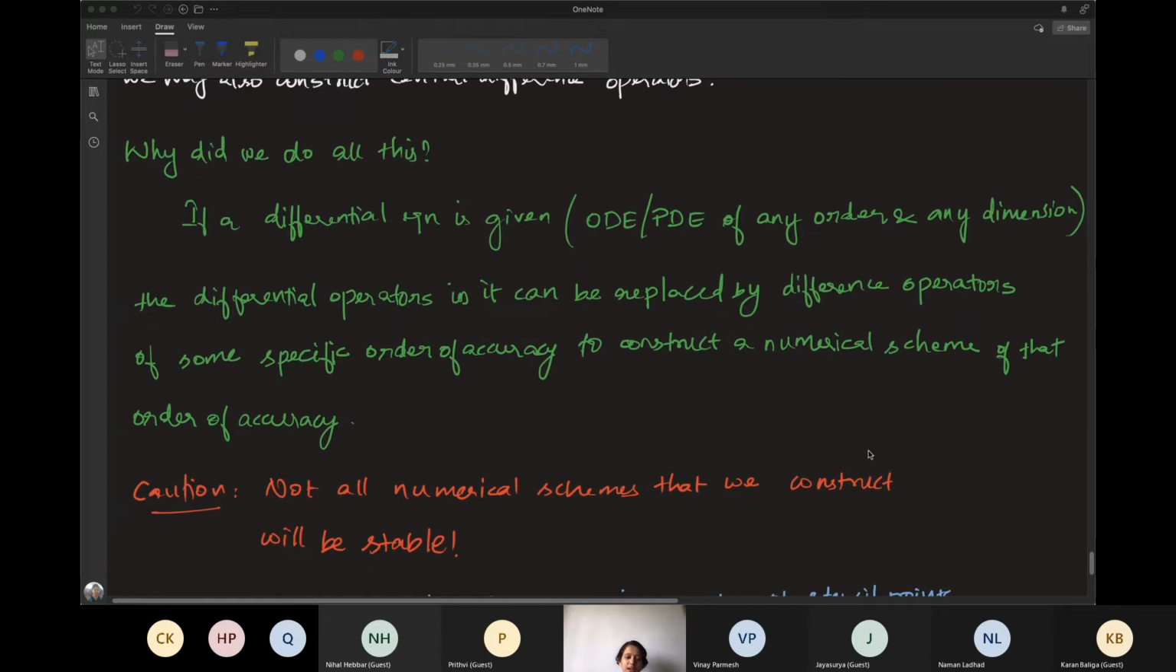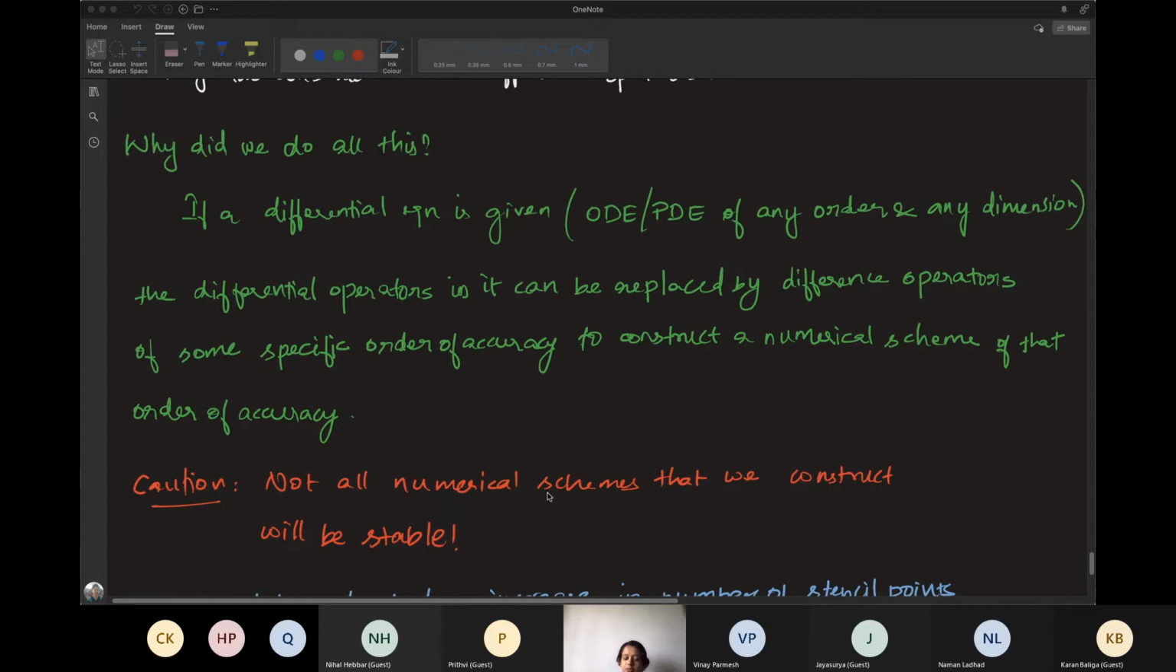Now, one caution is that you may obtain different numerical schemes when you do this. Not all schemes may be stable. Stability is another question. As of now, we have not seen stability, but not all schemes that you're going to develop in this way are going to be stable. Stability is a different question, and we'll come to it later. You have to keep in mind that stability is also a factor.